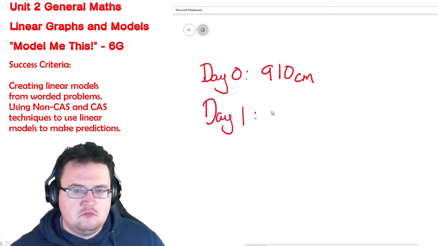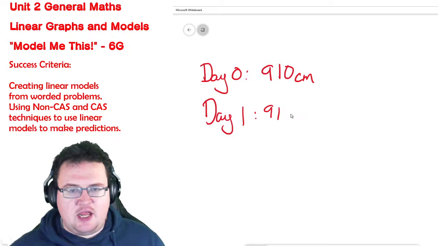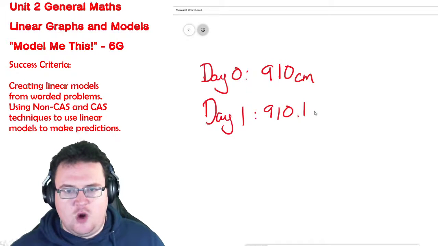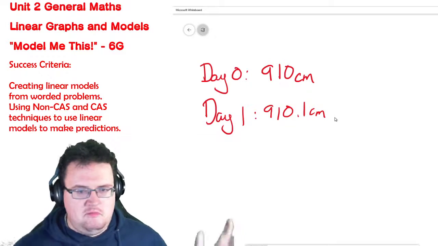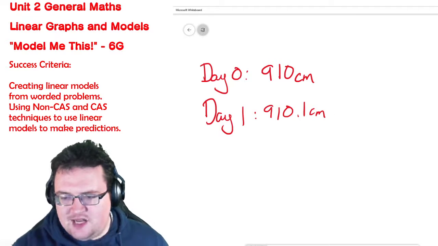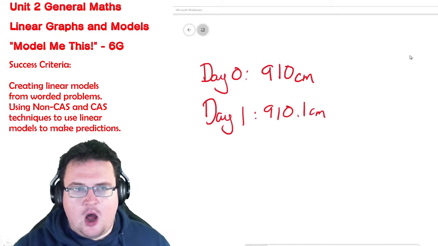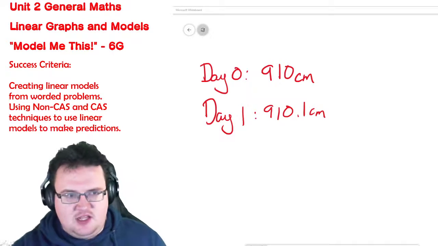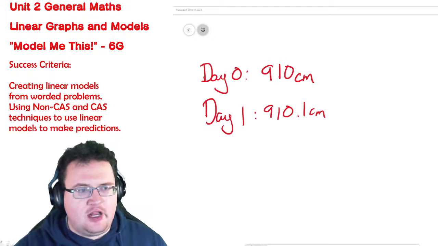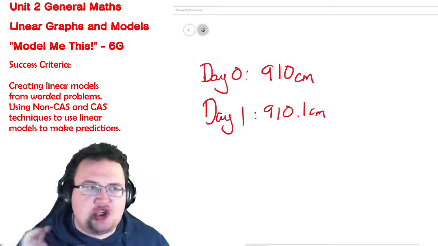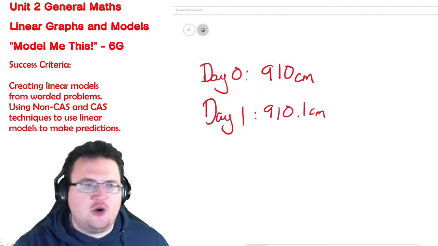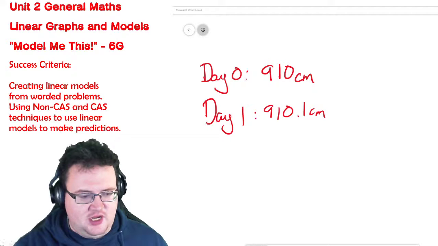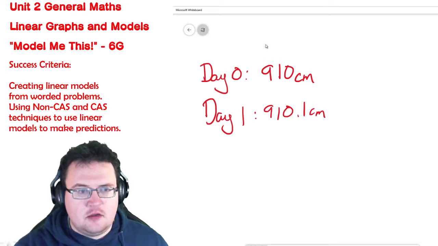It's 910.1 centimeters-ish or whatever. But let's say I ignore that for the rest of the year. Let's say I put the tree out there and I leave it because the change is too small to notice each and every time, and I could be making a mistake when I'm measuring it. Let's say I come back after a year. And then I measure the tree.